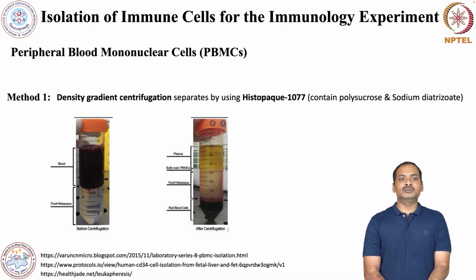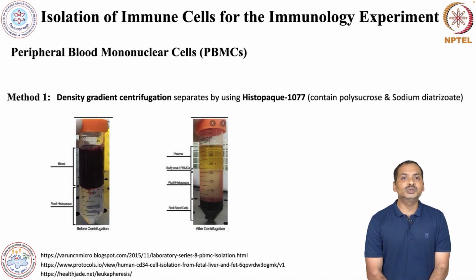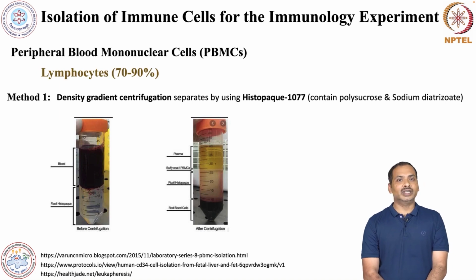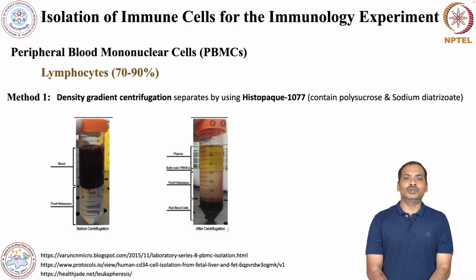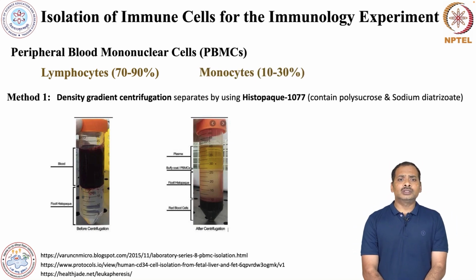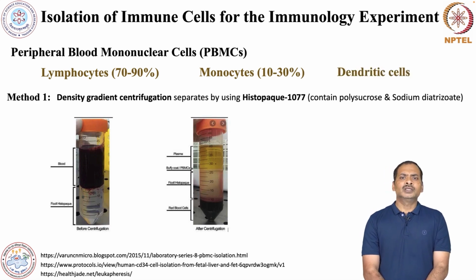And these peripheral blood mononuclear cells, or PBMC, are rich in immune cells. Mainly they contain lymphocytes, about 70 to 90%, and we can use them for various experiments. They also contain about 10 to 30% monocytes, and some dendritic cells are also present. Dendritic cells are very few in blood in general.